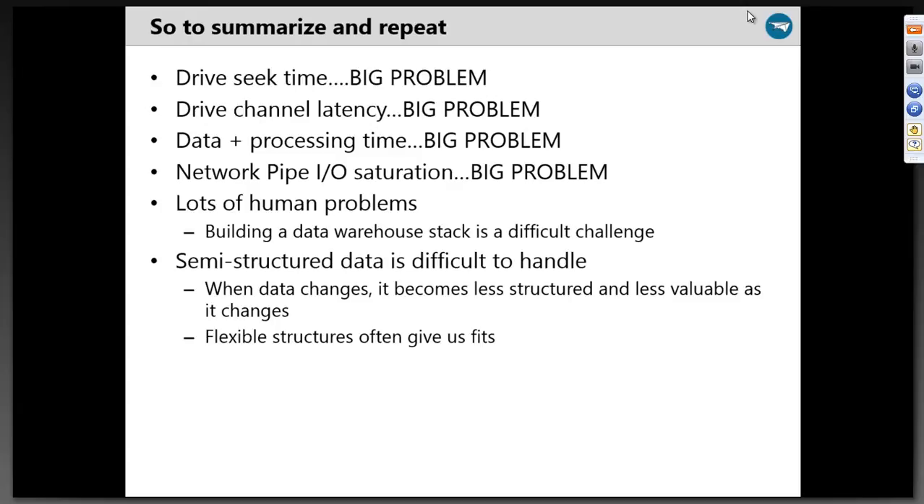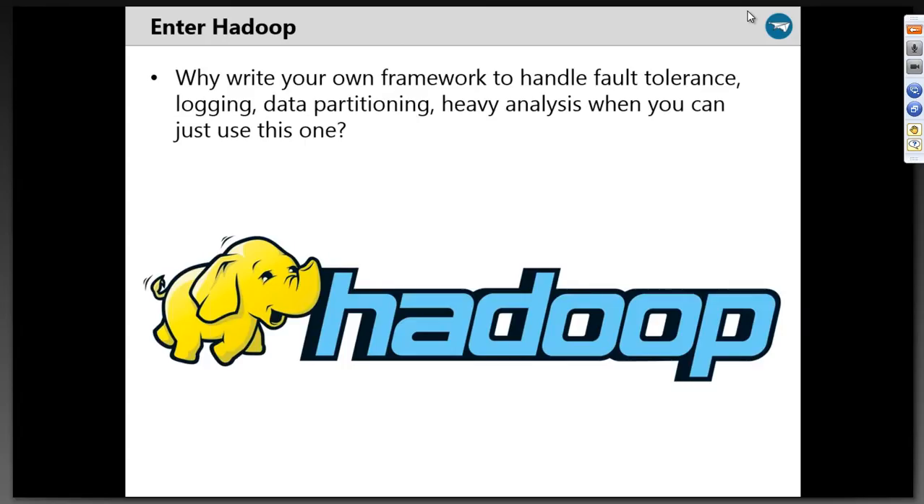There's lots of human problems, like building a data warehouse stack and knowing when to retry when we've split up a problem. And then dealing with semi-structured or unstructured data. All of these things are what I would call big data problems that we need a solution for. And that is why we have Hadoop.